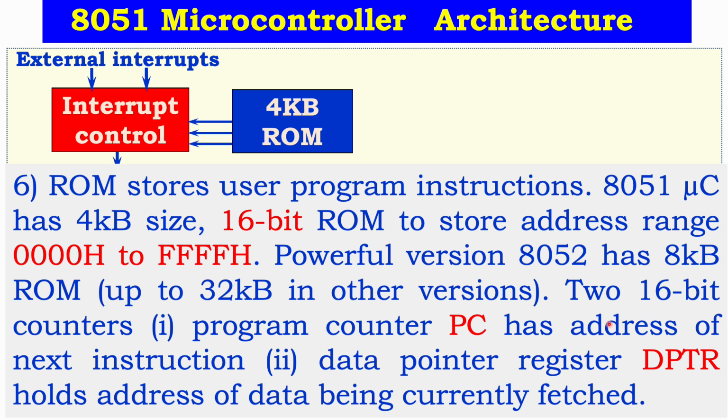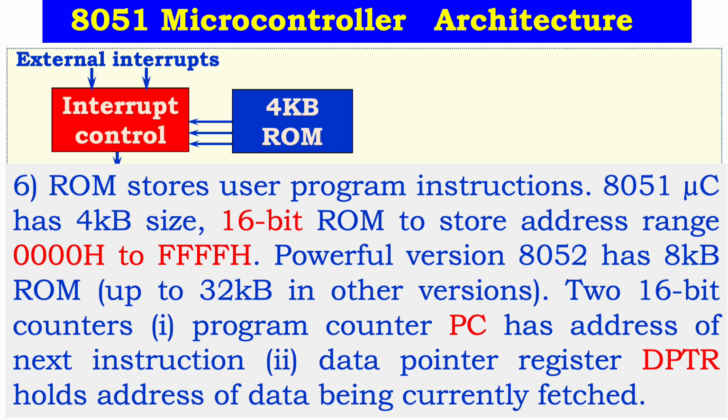It will store the address of the next instruction to be fetched. There is one more register, that is DPTR, which stores the information of the instruction currently going to be fetched. That information is stored by the DPTR, the data pointer register.